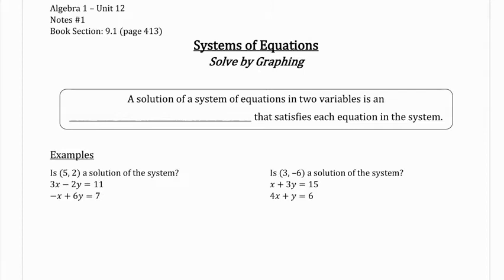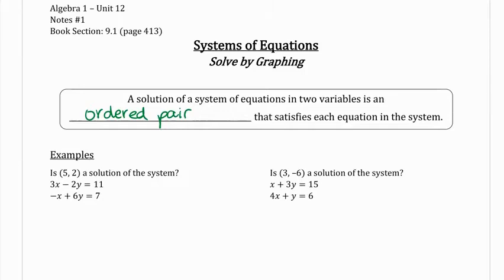If I have an x and a y value that go together, that's an ordered pair. That's a point. So a solution to a system of equations in two variables is an ordered pair. And that ordered pair satisfies each equation in the system, meaning that it's a solution to both of the equations.